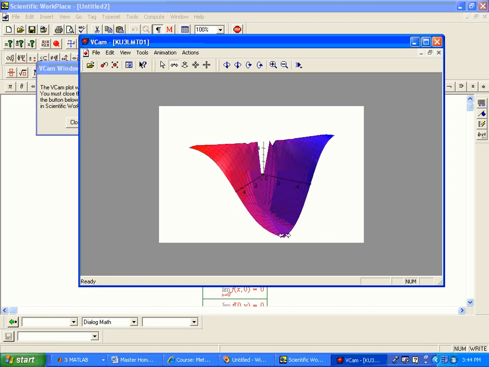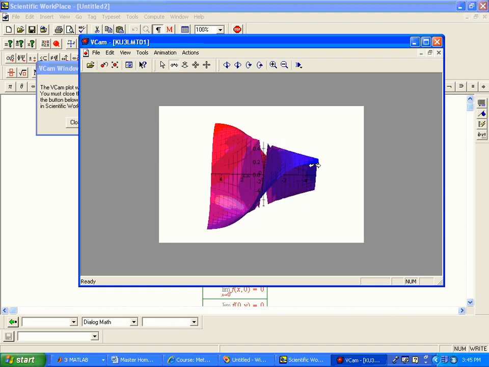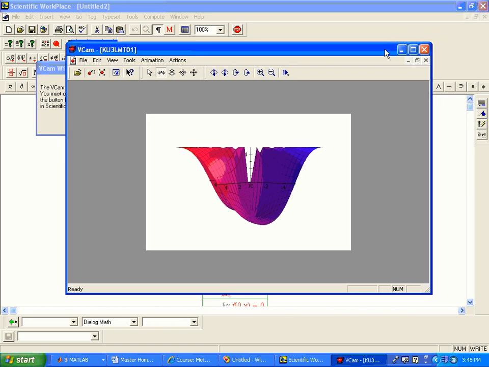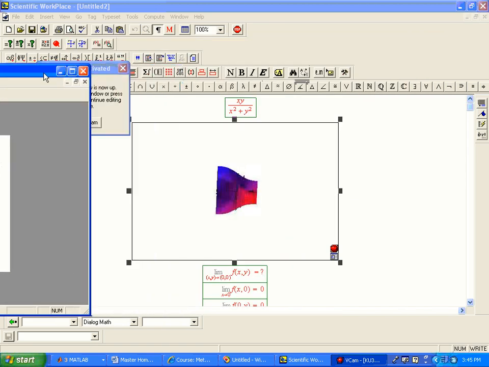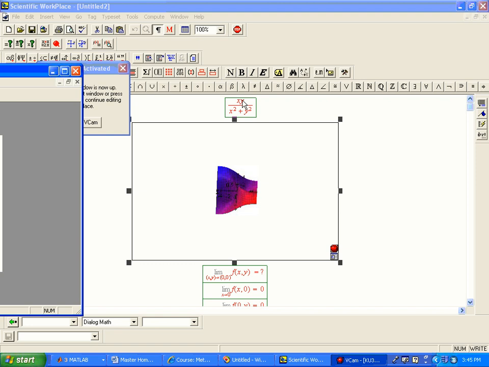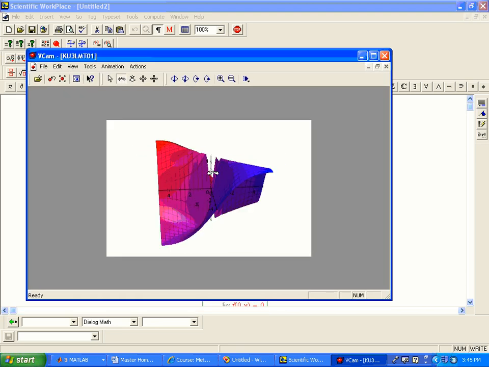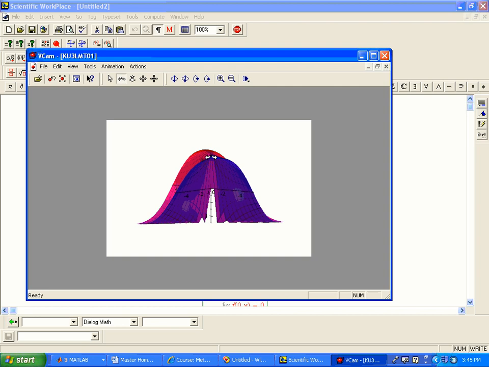Let's think about what would happen if we approached along, say, the line up here in blue. This is the line y equals x. When y equals x, let's see what happens. Let me move this over a second. There's a little tiny copy here anyway. If y equals x, then this is x squared over 2x squared. I just get 1 half. And so this ridge here has a constant height of 1 half.